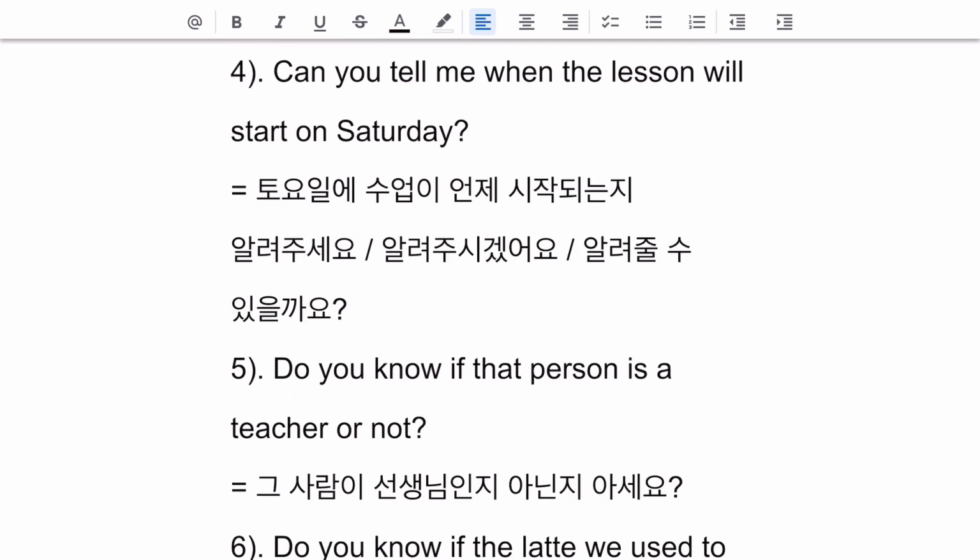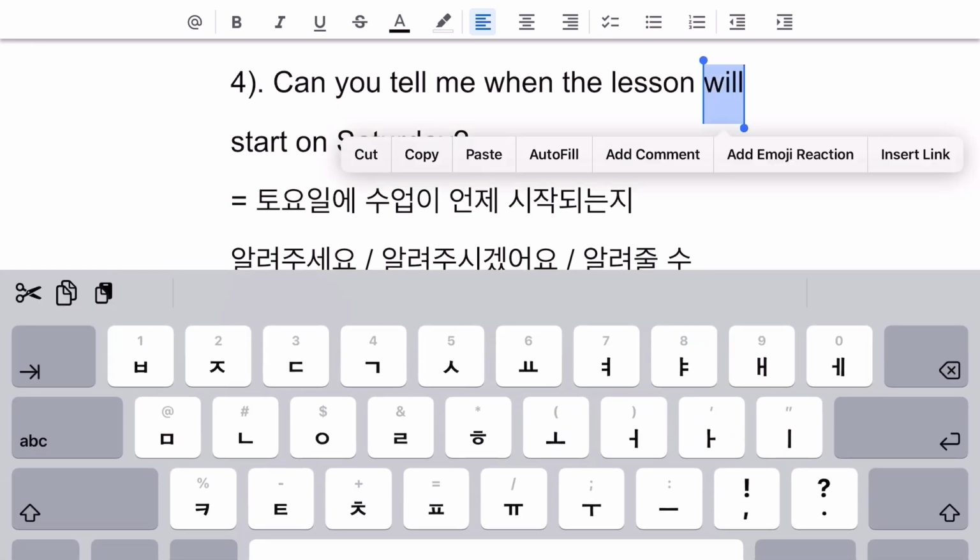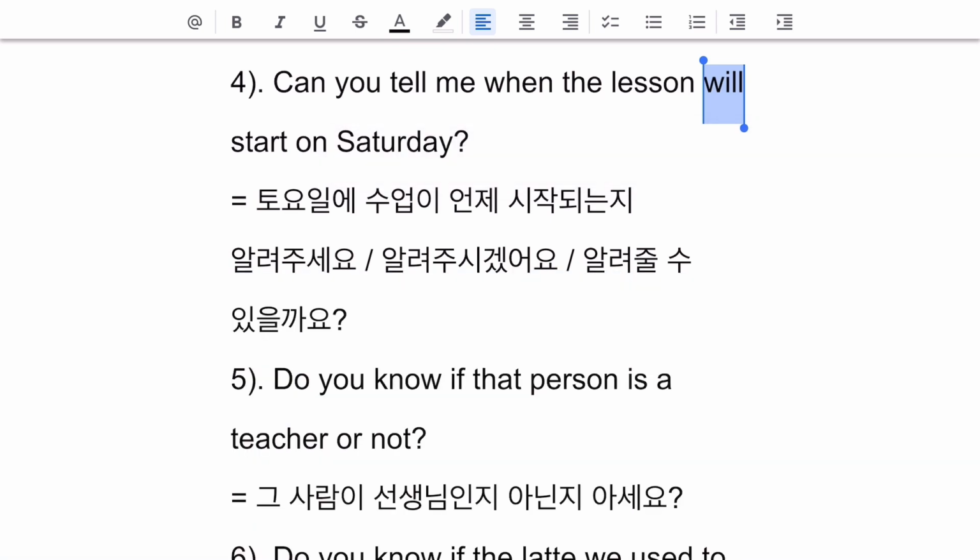Can you tell me when the lesson will start? On Saturday. So this one might have been tricky if you're looking at this will start part because they're thinking, oh yeah, it should be future tense. Let's see what we have. 토요일에 수업이 언제 시작되는지 알려주세요. 알려주시겠어요? 알려줄 수 있을까요? All of those endings.